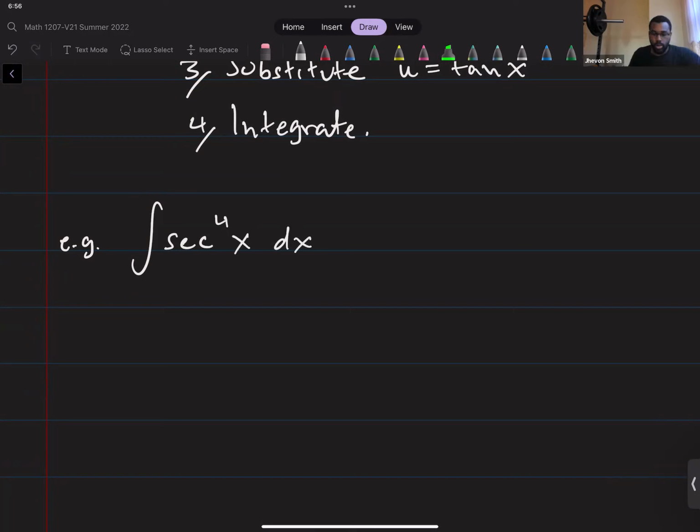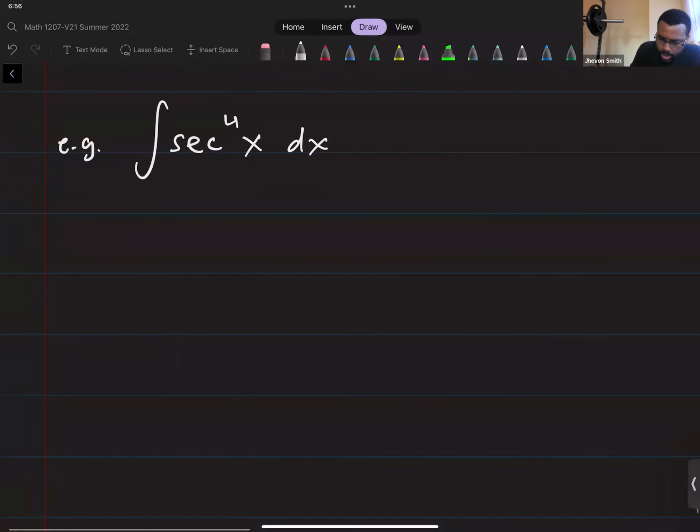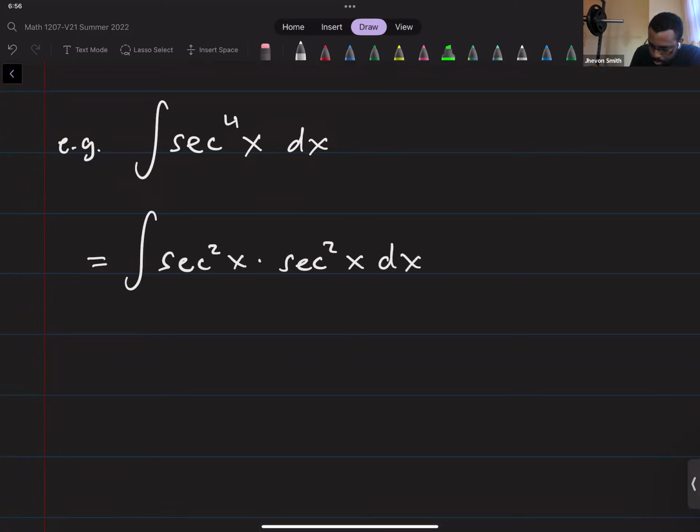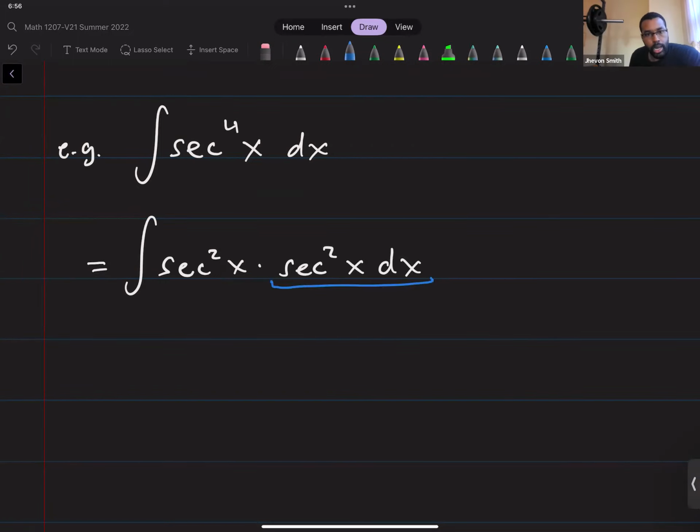Like a secant to the fourth, for example. Okay. So here we're in a situation where the power of secant is even. There's no other tangent that's visibly present, but our m is greater than or equal to 2. So it tells us how to proceed. We are going to save a factor of secant squared. Right, so we're going to move this off to the side. And in our minds, we're going to earmark that as our du.